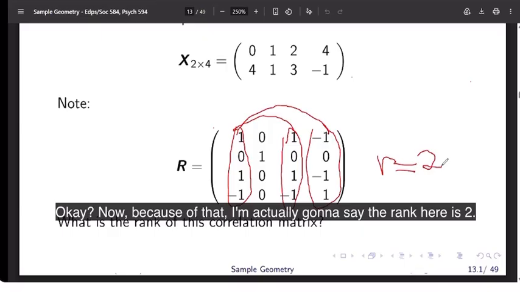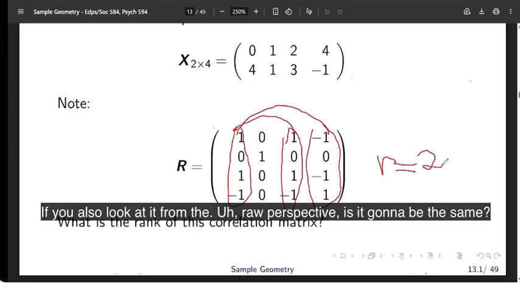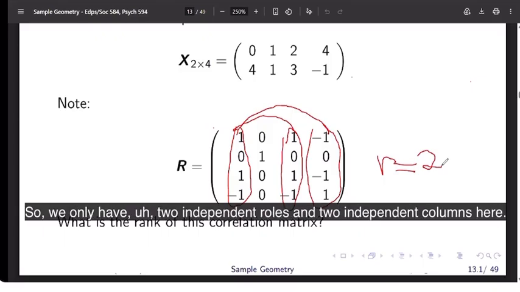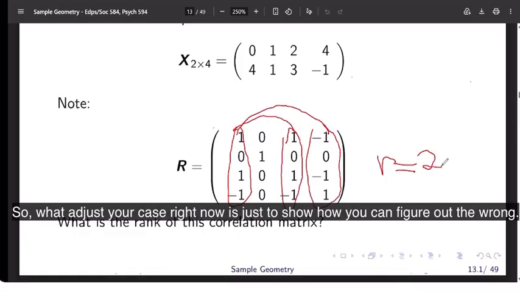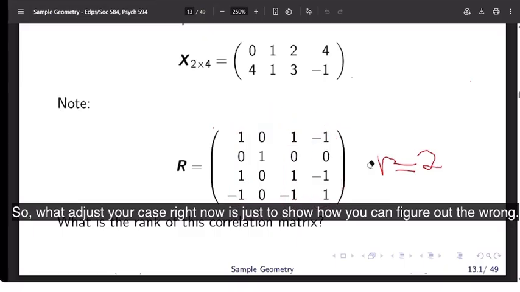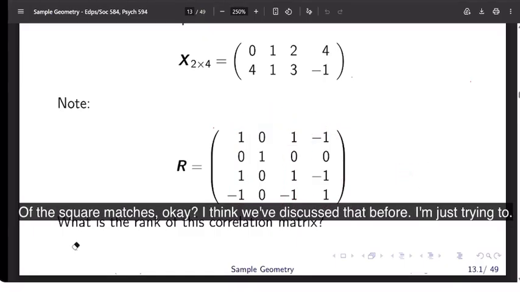If you also look at it from the row perspective, it's still going to be the same. So we only have 2 independent rows and 2 independent columns here. So what I just showcased right now is just to show how you can figure out the rank of a square matrix. Okay, I think we discussed that before. I'm just trying to remind you.